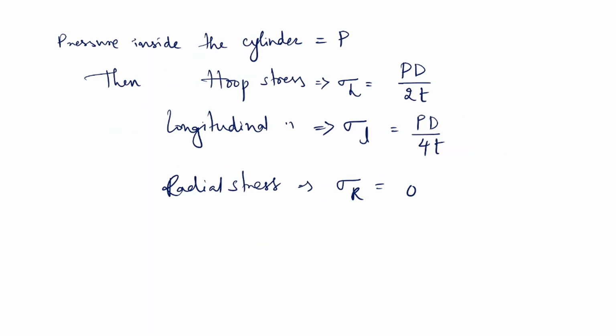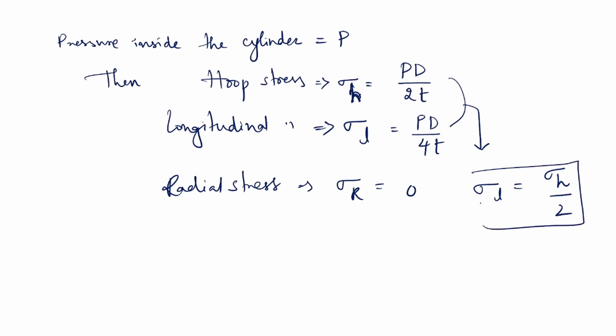So now you know sigma H, you know sigma L. From these two, what we can observe is that sigma L is nothing but sigma H by 2, always. This is always. Okay, now what should we understand? Suppose there is a cylinder.